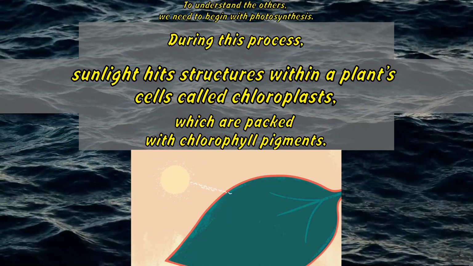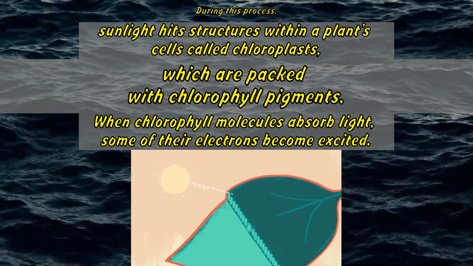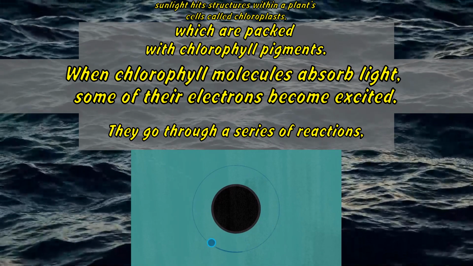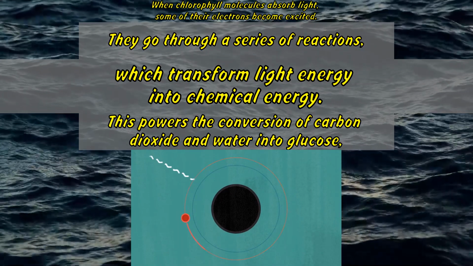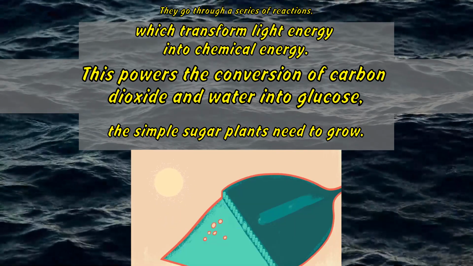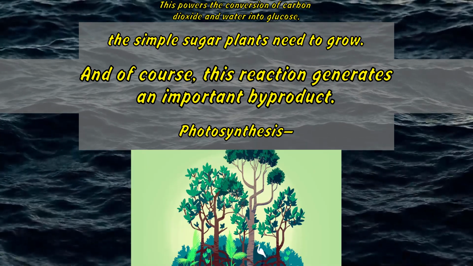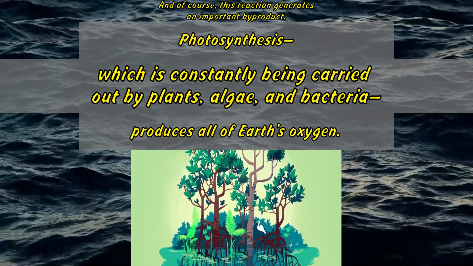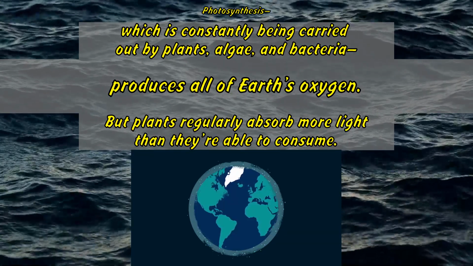During this process, sunlight hits structures within a plant's cells called chloroplasts, which are packed with chlorophyll pigments. When chlorophyll molecules absorb light, some of their electrons become excited. They go through a series of reactions which transform light energy into chemical energy. This powers the conversion of carbon dioxide and water into glucose, the simple sugar plants need to grow. And of course, this reaction generates an important byproduct. Photosynthesis, which is constantly being carried out by plants, algae, and bacteria, produces all of Earth's oxygen.